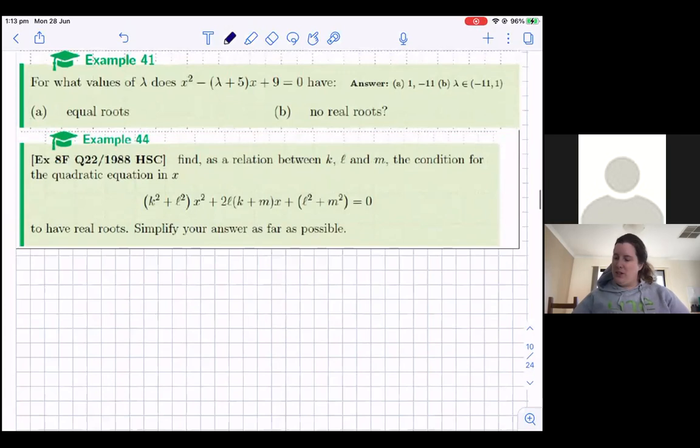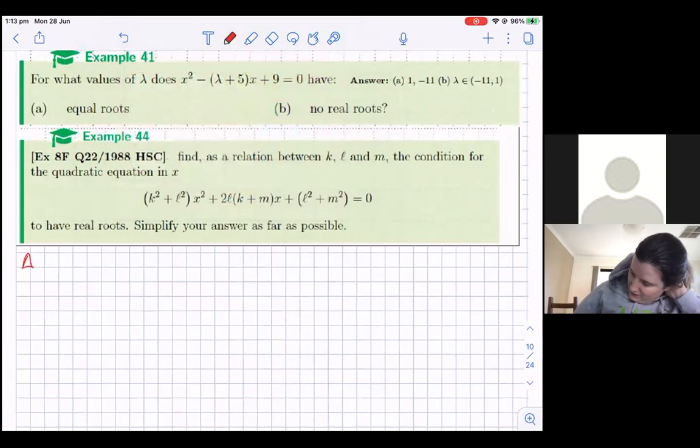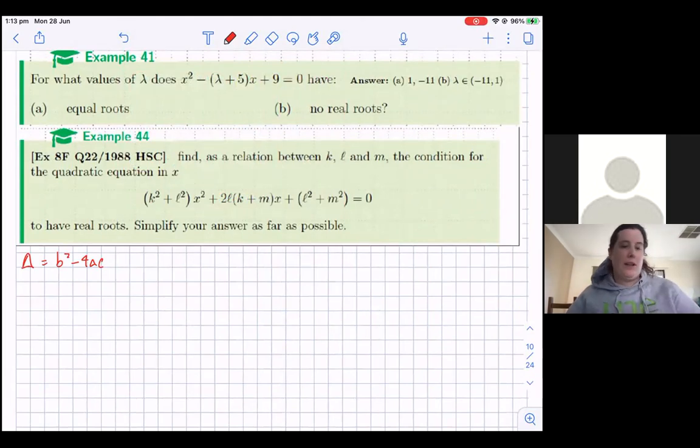Okay, when they're asking questions like this, they're using facts about the discriminant. As you probably remember, the discriminant is b squared take 4ac. It's the bit under the square root in the quadratic formula. If this comes out as a negative, you can't square root it. There's no answers, no roots. If it comes out as exactly 0, there's exactly one answer because you're going to be plus minusing 0. And if it comes out as a positive number, then you're plus minusing something. So there's 2 answers. So for equal roots, that's when the discriminant equals 0. No real roots, that's when the discriminant is less than 0. So let's do 41a.